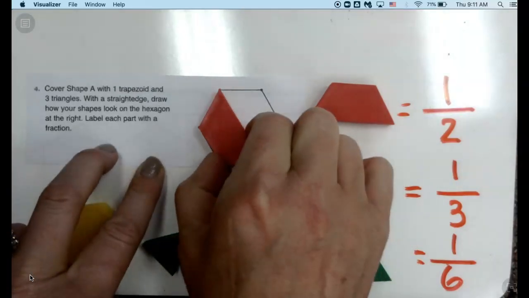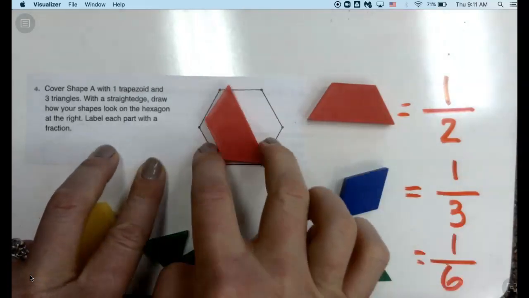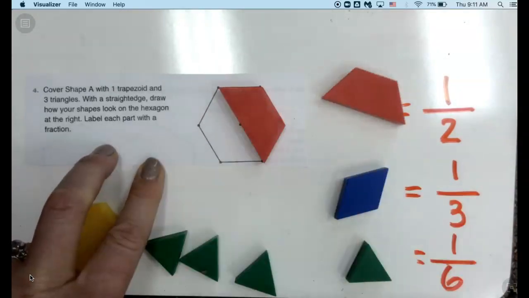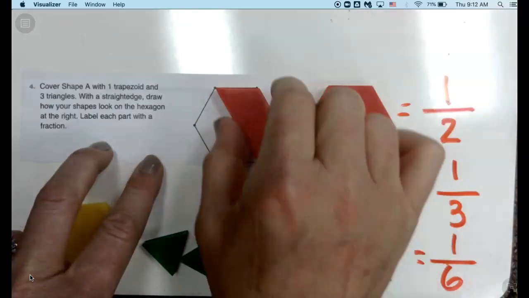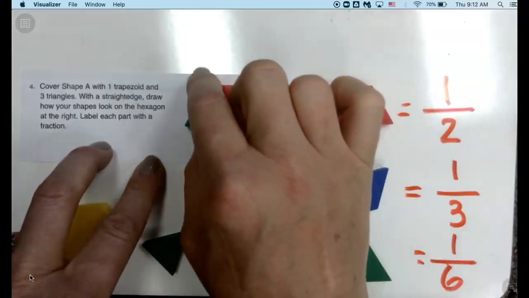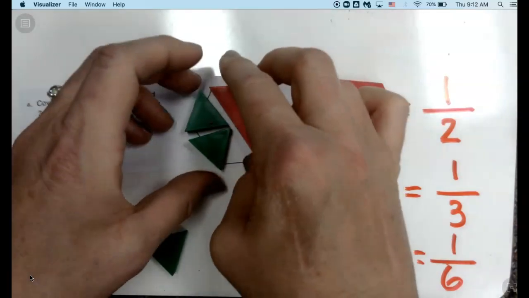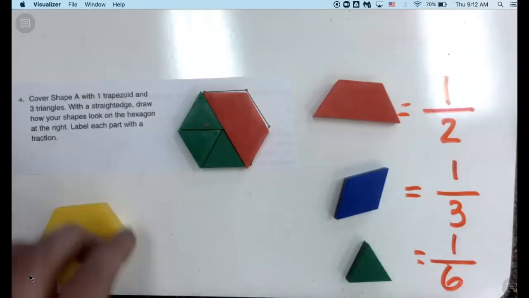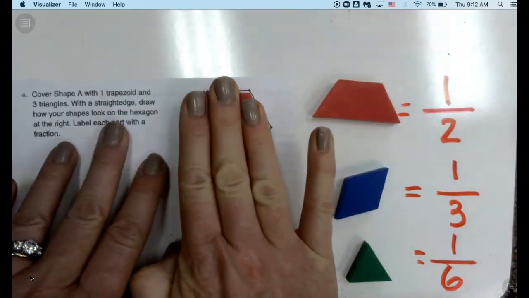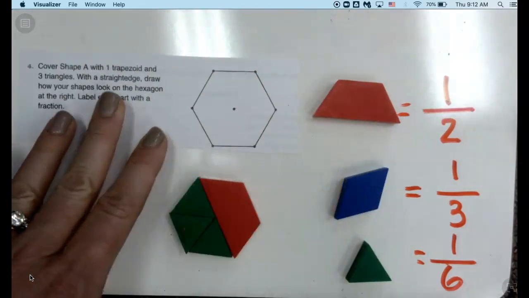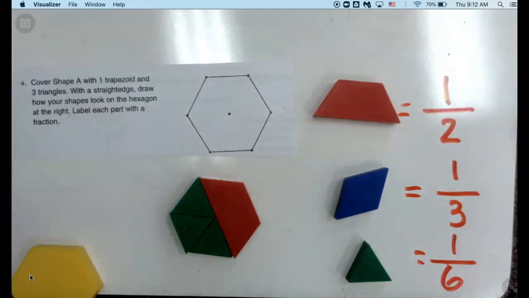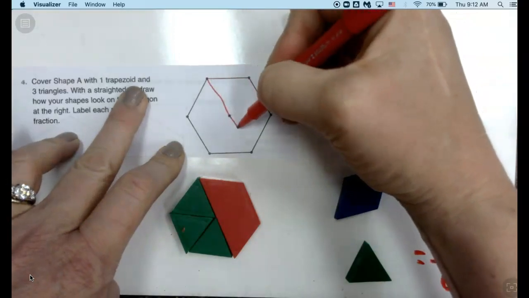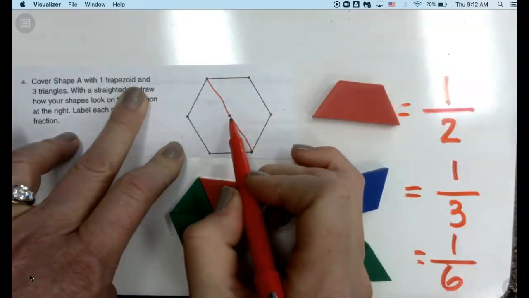Now you could cover your hexagon any way you want. The trapezoid could go this way, it could go that way, it could go this way. It doesn't matter as long as you're putting it on the hexagon. Now we need 3 triangles. We're going to put them like this. Okay, so that's filling up our shape. Now we can use our pencil. I'm going to use a red marker so it stands out, but I'm going to draw the shapes that I've just created with my actual manipulative shapes.